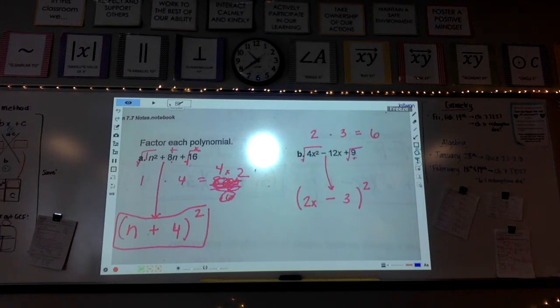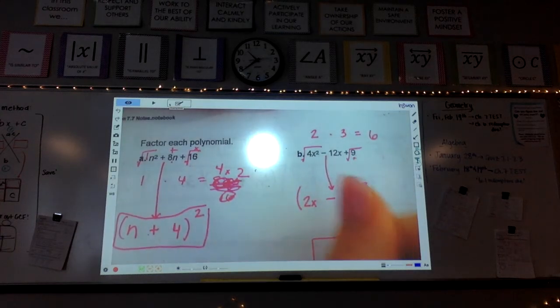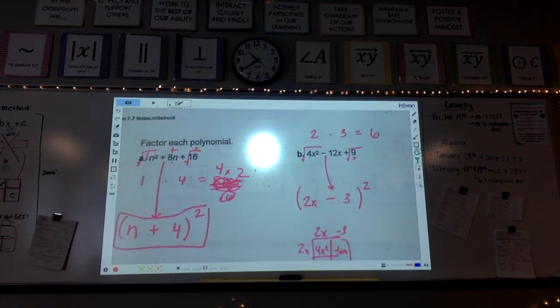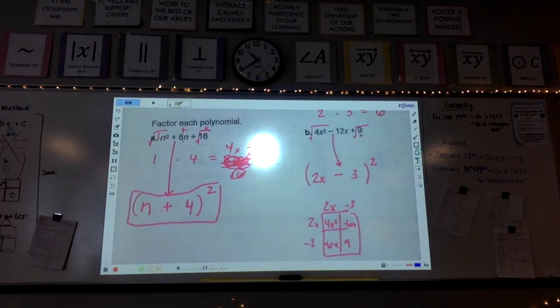If you wanted to double check that, you absolutely could. If I wanted to double check it, I'd just multiply it out really quick. 2x minus 3, 2x minus 3, 4x squared minus 6x minus 6x positive 9. Yep, that would multiply to 4x squared minus 12x plus 9. So you can always double check your answers.